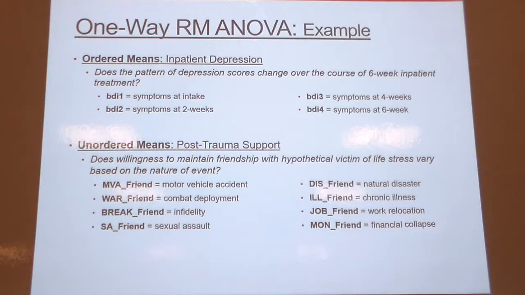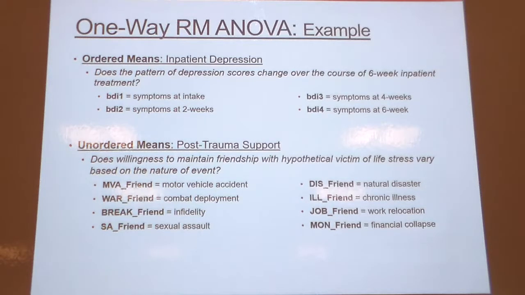And so in this case, the order of our means something, right? If I shuffle these around and put 4-week symptoms first, and then 6-week symptoms, and then intake, and then 2 weeks, that screws up the whole thing. That doesn't make any sense, right? And so in this example, the order of the means in which we're collecting those mean something, okay?